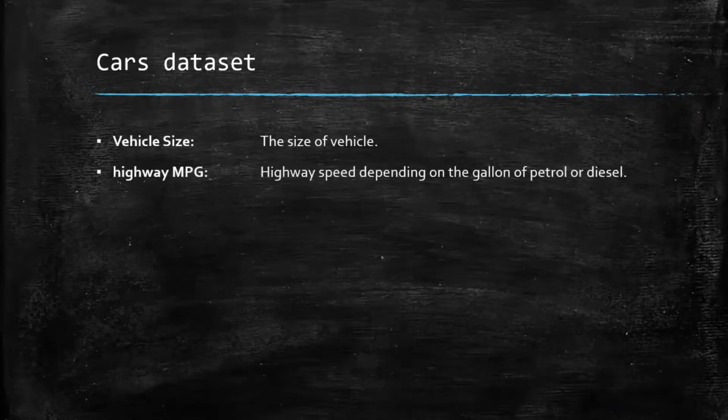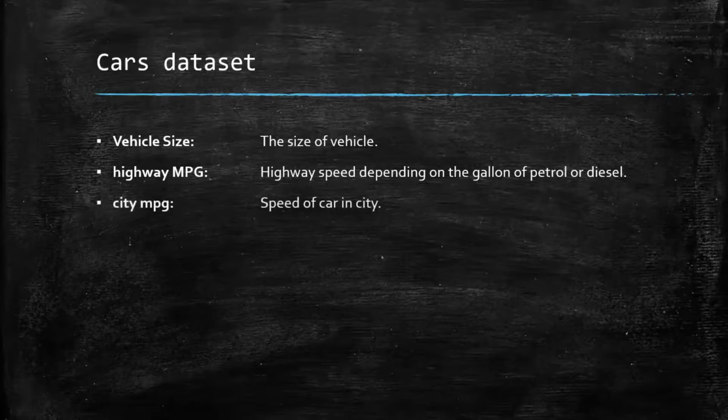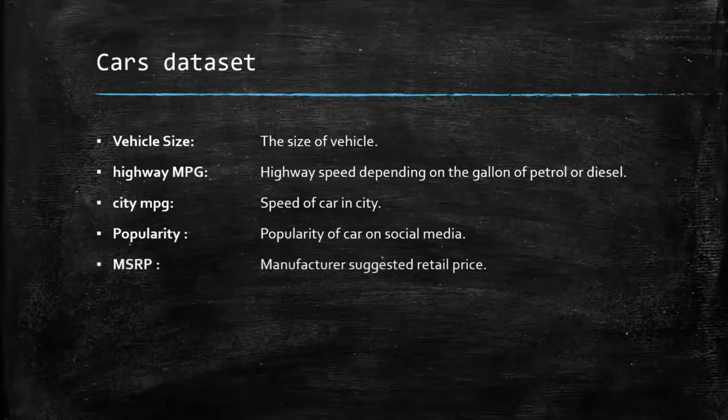Highway MPG. It represents the highway speed depending on the gallon of petrol or diesel. City MPG. It shows the speed of a car inside a city. Popularity. Popularity of a car on social media. MSRP. Manufacturer's suggested retail price.